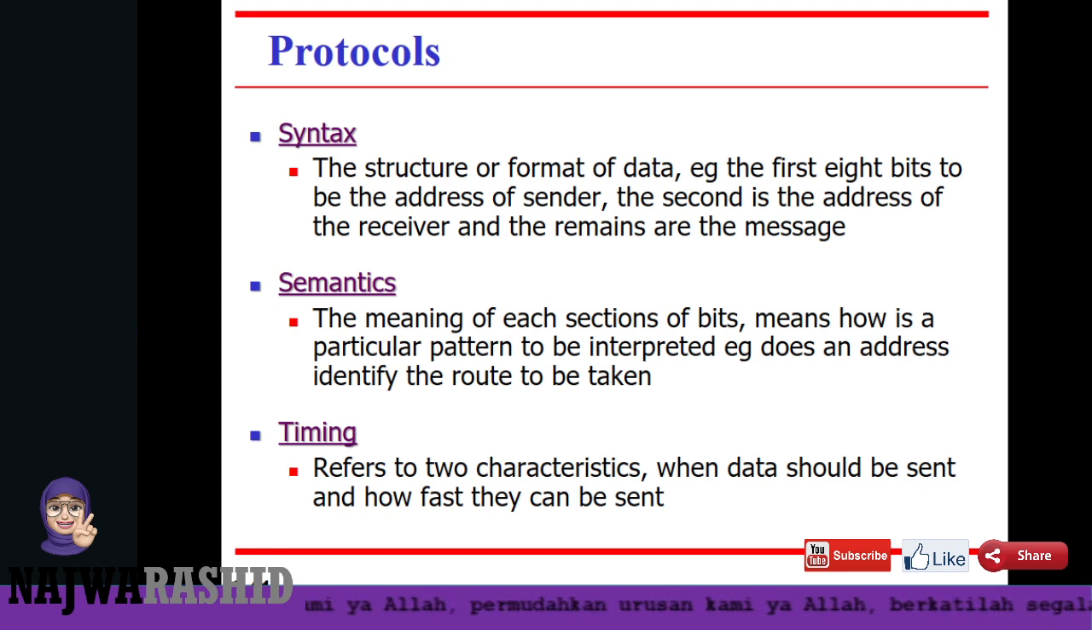And timing refers to two characteristics: when data should be sent and how fast it can be sent. Timing refers to the duration: when we should send the data and how fast the data can be sent.